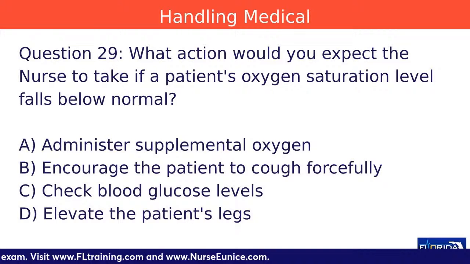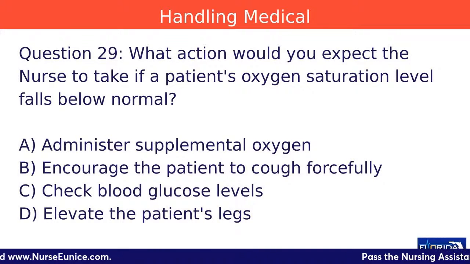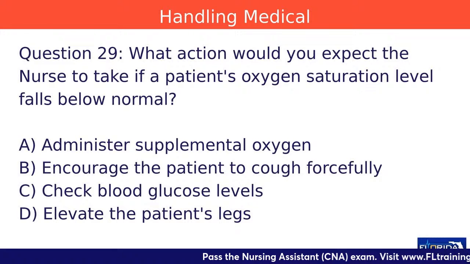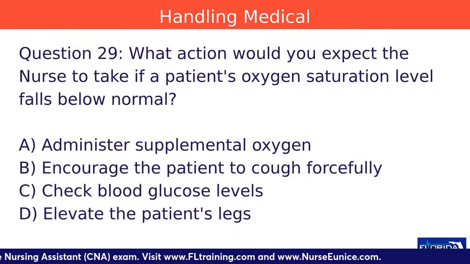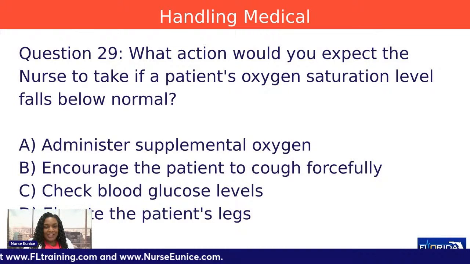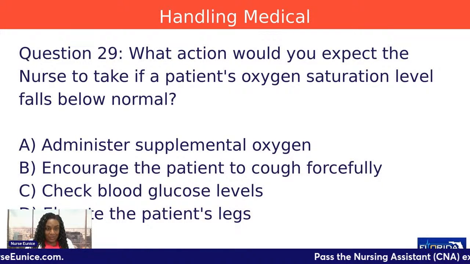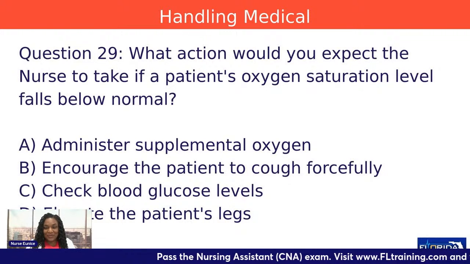Question 29. What action would you expect the nurse to take if a patient's oxygen saturation level falls below normal? A, administer supplemental oxygen. B, encourage the patient to cough forcefully. C, check the blood glucose levels. Or D, elevate the patient's legs. Your patient's oxygen level has fallen. You have a brand new nurse. What do you expect her to do?